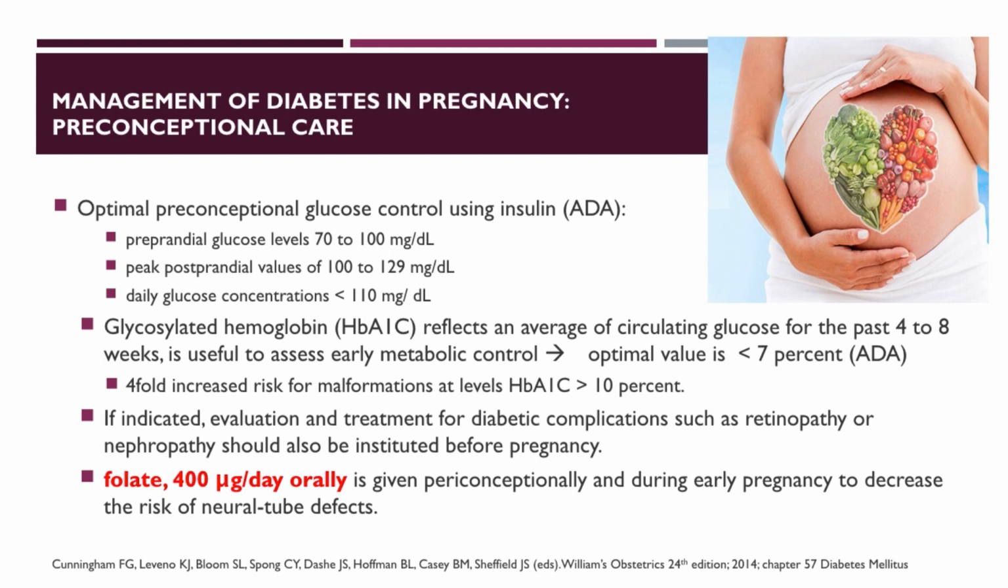Glycosylated hemoglobin or HbA1c, which reflects an average of circulating glucose for the past 4 to 8 weeks, is very useful to assess early metabolic control. And the optimal value for HbA1c is less than 7%. If indicated, evaluation and treatment for diabetic complications such as retinopathy or nephropathy should be instituted before pregnancy. And we also recommend folate or folic acid 400 micrograms daily, preconceptionally or periconceptionally and during early pregnancy to decrease the risk of neural tube defects.